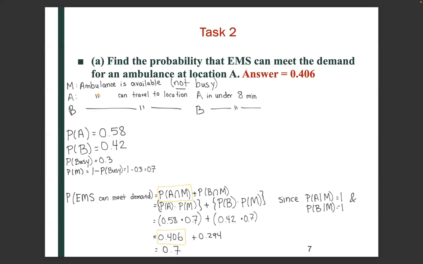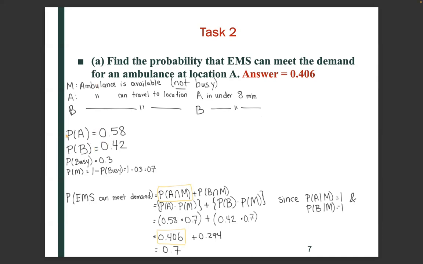And here, these two little lines just mean that I'm repeating whatever is above that. So it's just shorthand, so I don't have to write as much. But so B is stating that ambulance can travel to location B in under 8 minutes.